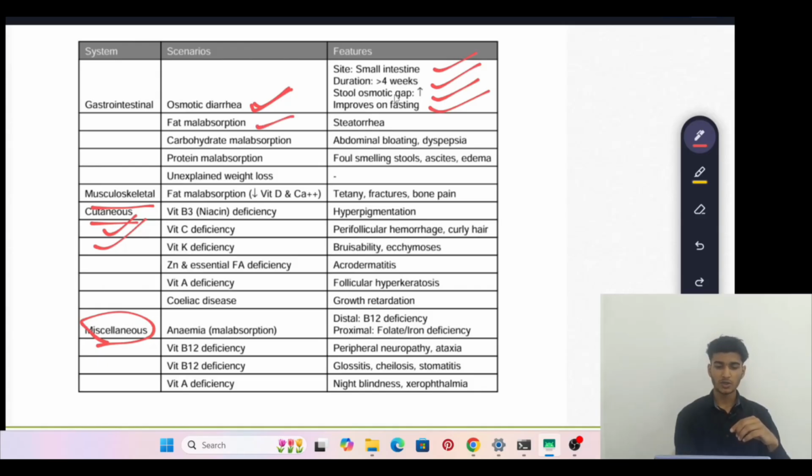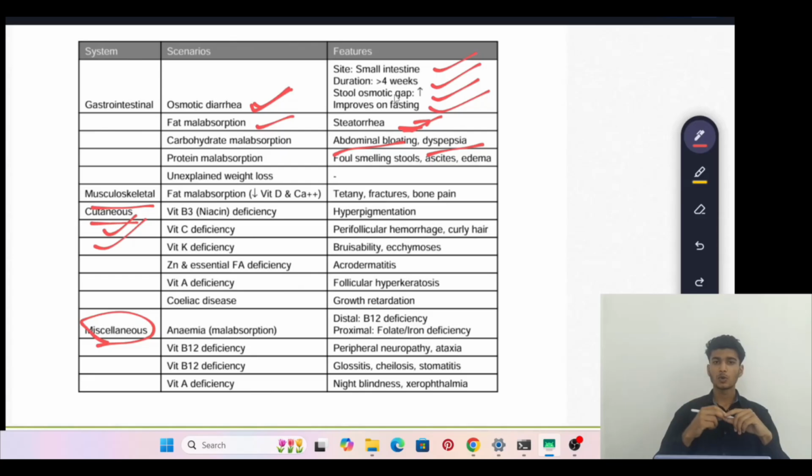If the fat is malabsorbed, it also leads to steatorrhea. Steatorrhea is the hallmark of malabsorption of fat. What is steatorrhea? I have told you: passing of malodorous, foul-smelling, greasy, oily stools in bulk. Then there is carbohydrate malabsorption. If carbohydrate is malabsorbed, it will get fermented inside the small intestine and release gases such as methane, carbon dioxide, and hydrogen, which will lead to abdominal bloating and dysphagia.